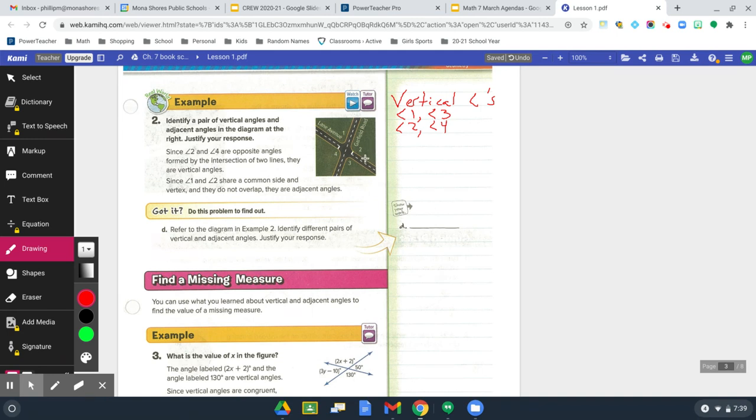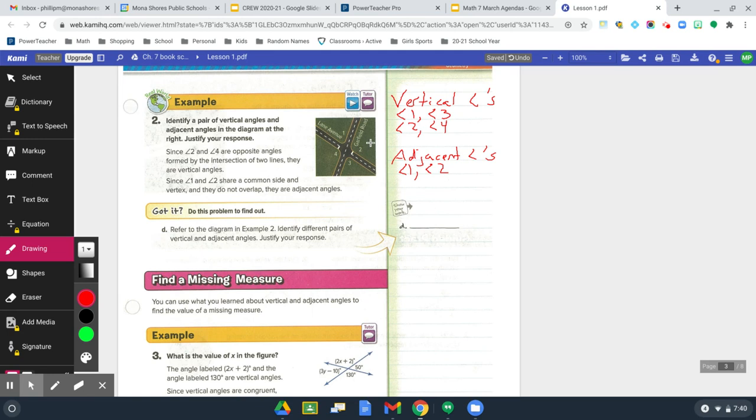Now, adjacent angles. So let's identify those also in this intersection. So remember, they have to be right next door to each other, not overlap, and share a common vertex and side. So that means angle 1 is adjacent right next to angle 2. Angle 1 and angle 2 are adjacent angles. Now, they are not congruent. These are not the same angle measurements. They're just adjacent because they are right next to each other.